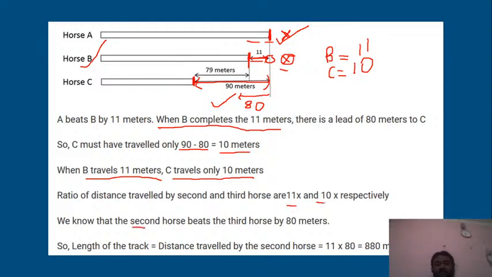So now we know that the second horse beats the third horse by 80 meters. So the distance traveled by the second horse is nothing but 11 into 80, that is 880 meters.